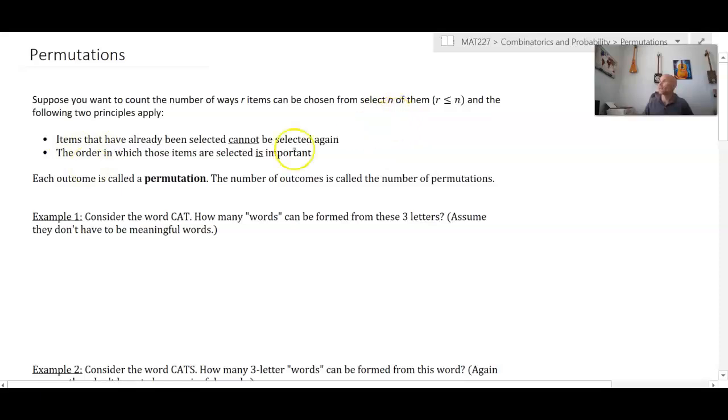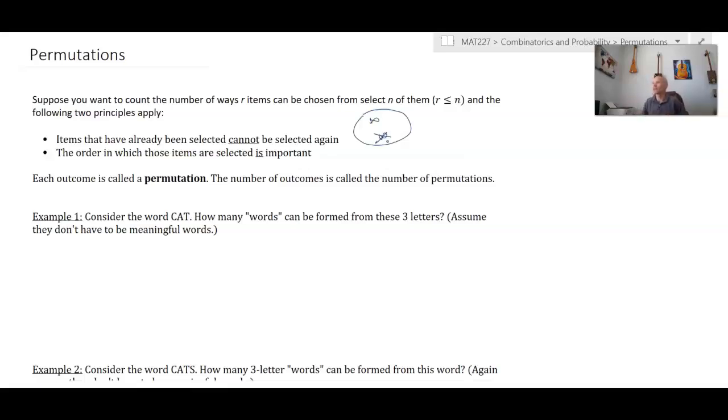So I like to think about the idea of going fishing in a pond, and I have a few different fish here, I'll use my artistry. If I catch one of those fish and I take it home, that fish is no longer available to be caught again. And also, if the order in which I select the fish becomes important, then each outcome is called a permutation. The number of outcomes is called the number of permutations.